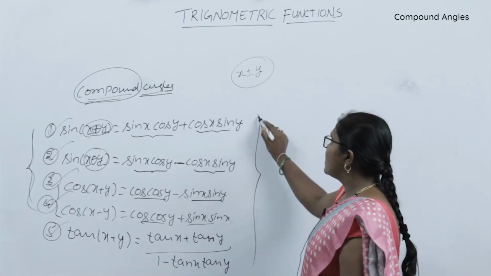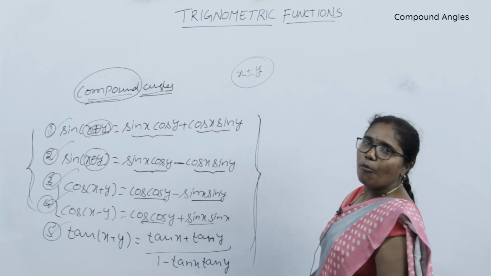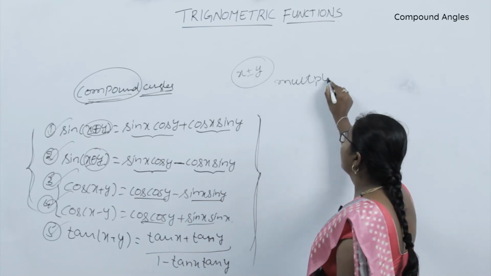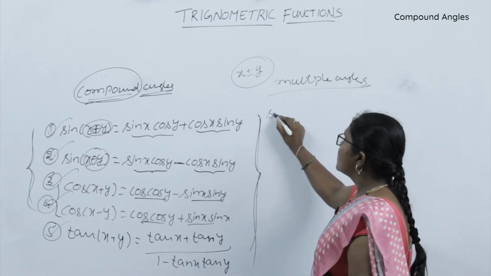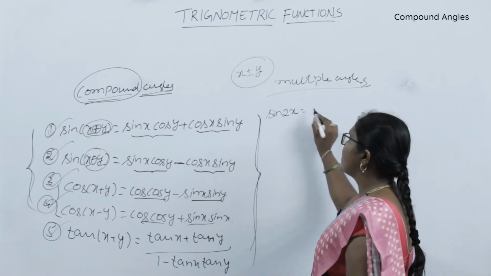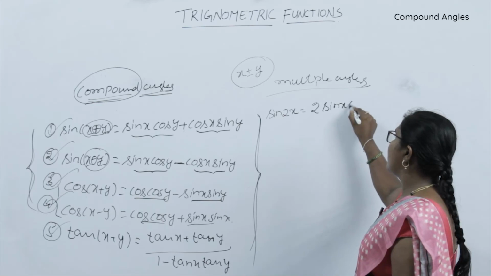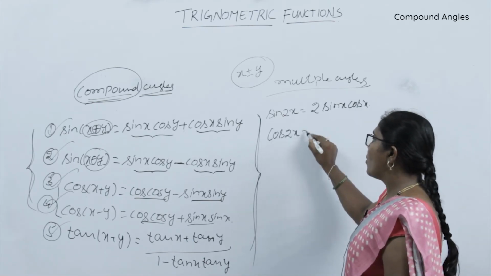So these we can use the formulas. Based upon the compound angles, we can use multiple angles. So what are the formulas we have in multiple angles? The first one is sin 2x. What is the formula for sin 2x? It is 2 sin x cos x. And cos 2x, a very important formula.